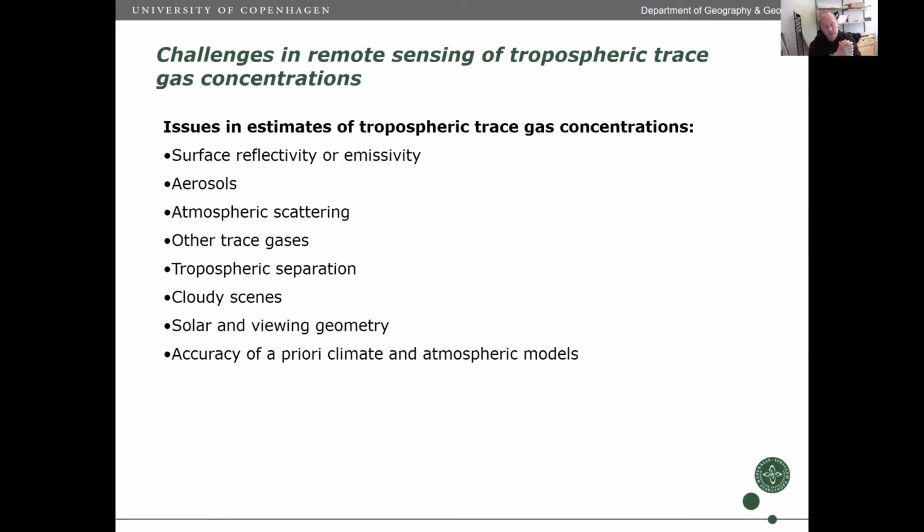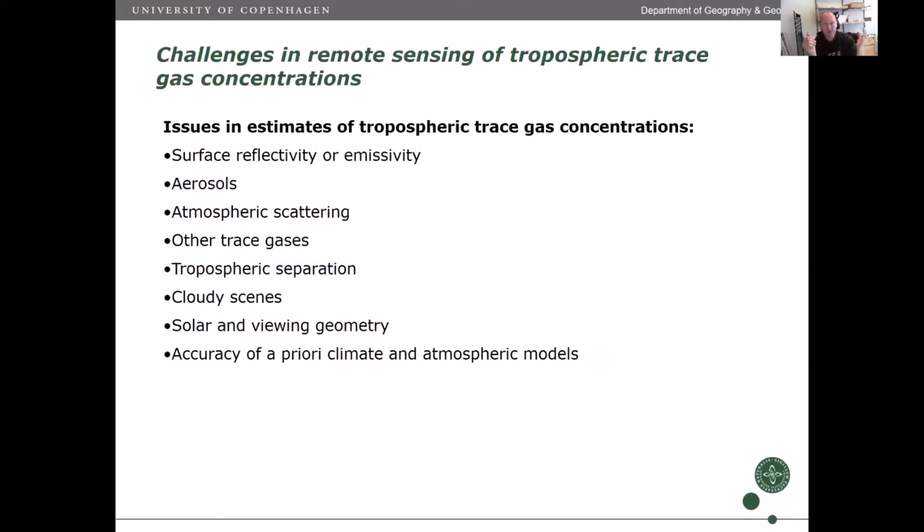For example, some part of the radiation hits the ground surface and is reflected back to the atmosphere. That ground surface is not a part of the concentrations in the atmosphere, so we have to deal with this issue with the surface. Within the atmosphere, we have aerosols floating around. They can also influence the reflectance that is measured from the satellite. So that's also something that needs to be dealt with.